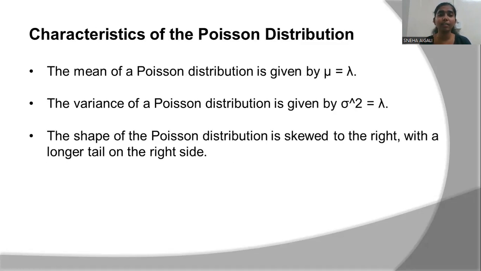Next up, here we have the characteristics of Poisson distribution, that is further explanation of Poisson distribution. The mean of Poisson distribution is given by mu. The variance of Poisson distribution is given by sigma squared. The shape of Poisson distribution is skewed to the right with a longer tail on the right side.